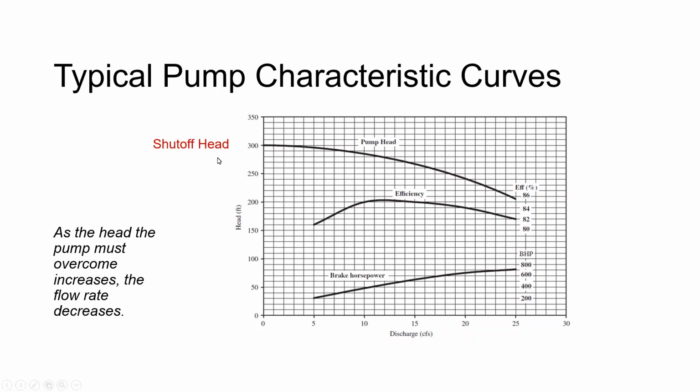On the pump curve, we can identify our shutoff head. So we have 0 flow at, in this case, 300 feet. So this pump can raise water 300 feet. Simone's arms are not that long, unfortunately. Brake horsepower is the power provided to the pump by the motor.